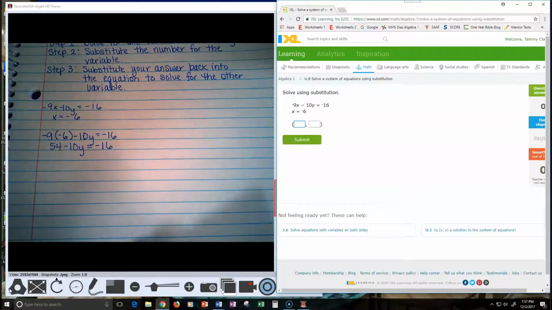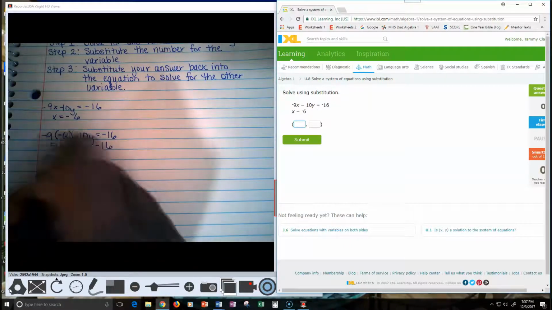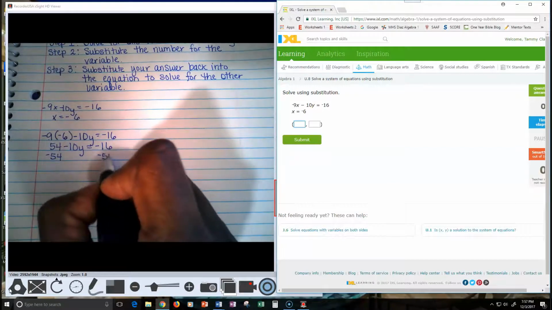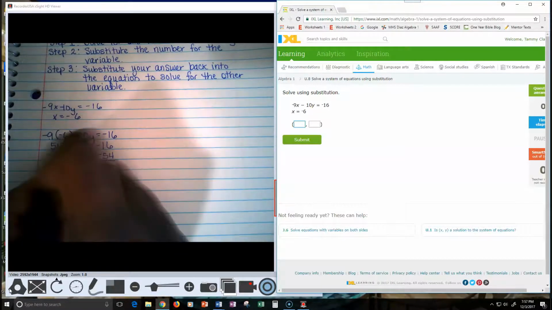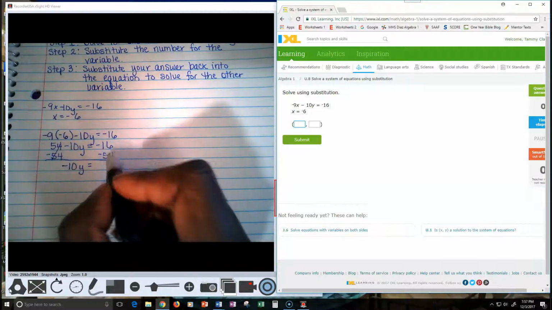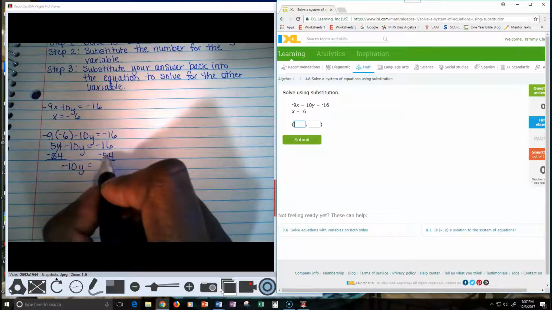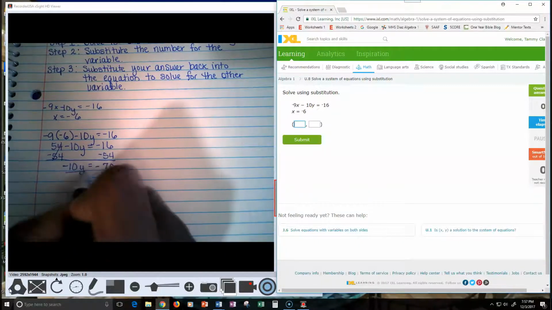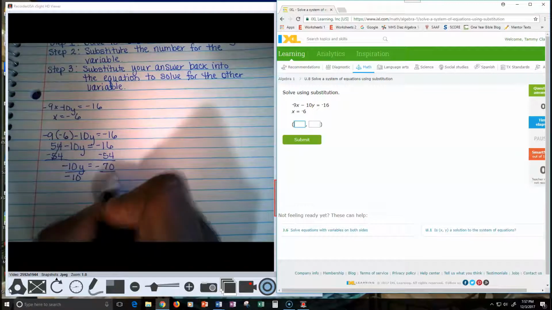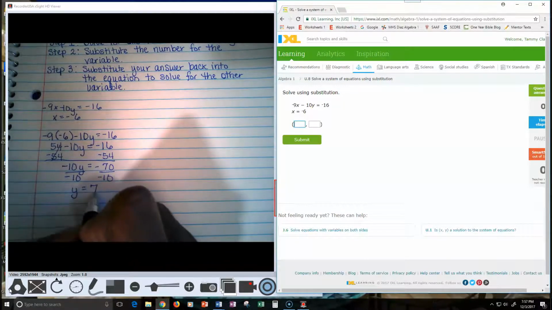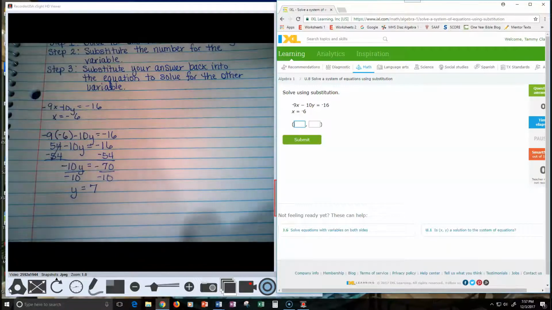and we just go back to solving equations. So I'm going to subtract 54 from both sides of the equation, and I have negative 10y is equal to negative 70, looks like. Divide by negative 10 on both sides of the equation. Y, therefore, is 7.